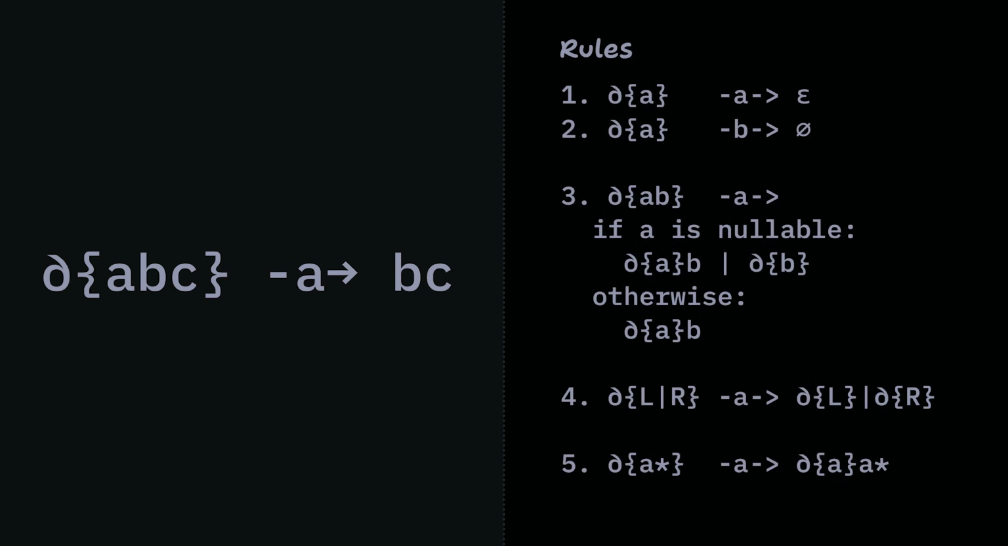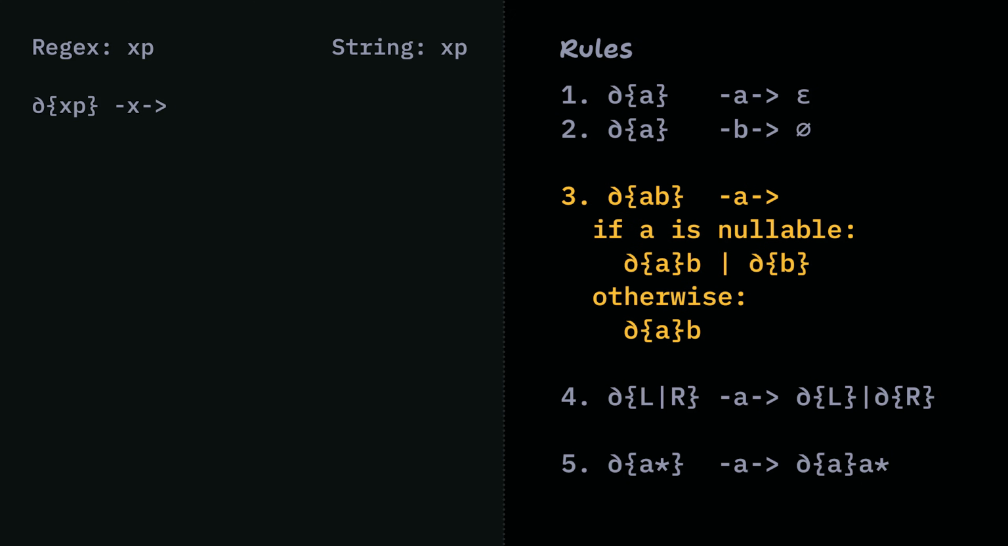Evaluating a regex then becomes a bit like the process of solving a mathematical equation. To illustrate this, I'm going to use this notation that I made up. That little d means derivative, and the braces surround the regex to be derivated, and the letter in the arrow is the symbol we're going to derive with respect to. That means we want to get the regex after we've seen that specific symbol. Let's work through a couple of examples which will illustrate the rules on the right.